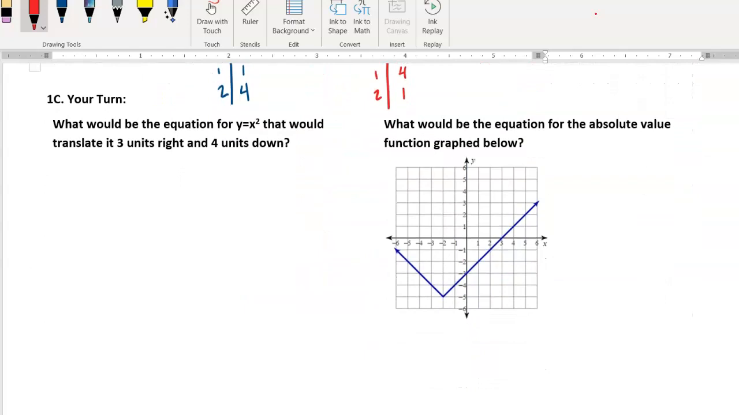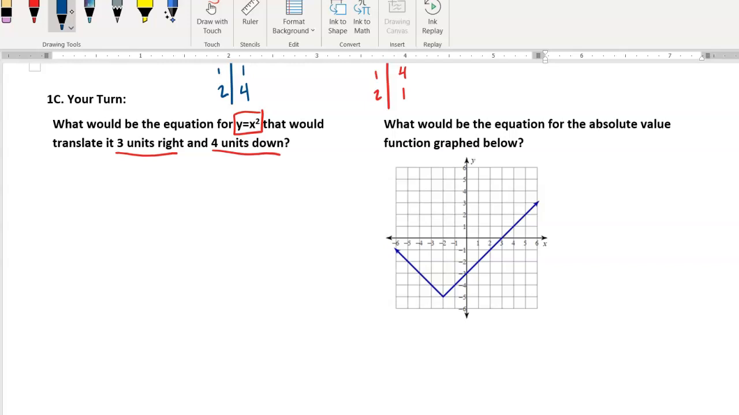So here's what I want you to try on your own. I want you to try this first one. We have the equation y equals x squared. I want you to figure out what would be the equation that would translate the graph 3 units to the right and 4 units down. Do your best on that. I know that might be a little bit too much at first, but I just want to see what you can do on your own.